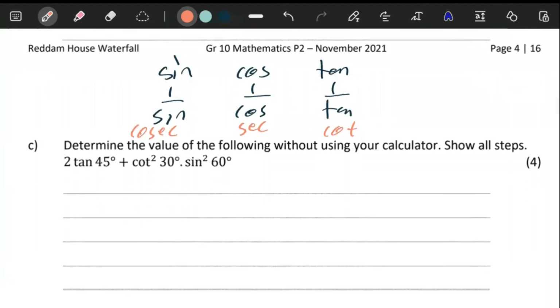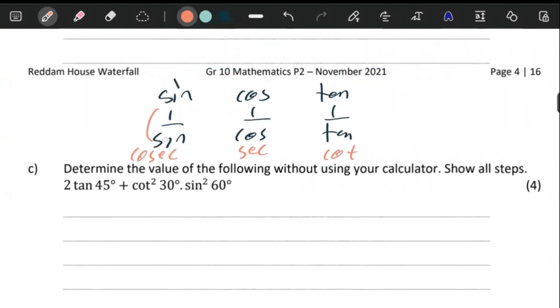So if it's squared, it means that we have to square this 1 over tan. But anyways, let's see. This is 2, tan 45. Let's just write it out first. Cot is, we said, 1 over tan. So because there's a 30 there, it's okay. We can put 30 there. We square it. Sine squared 60.